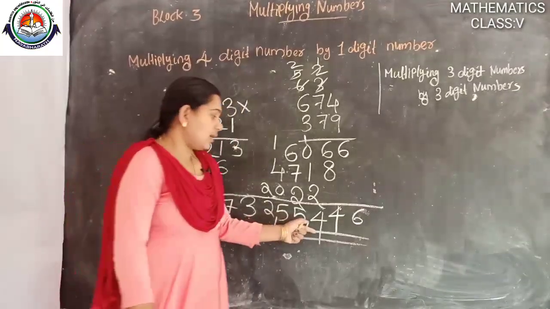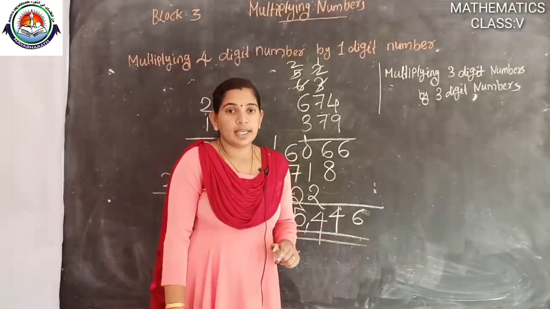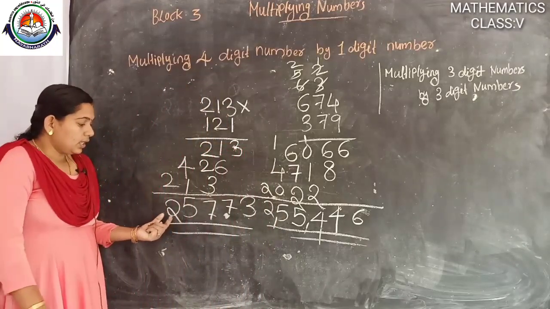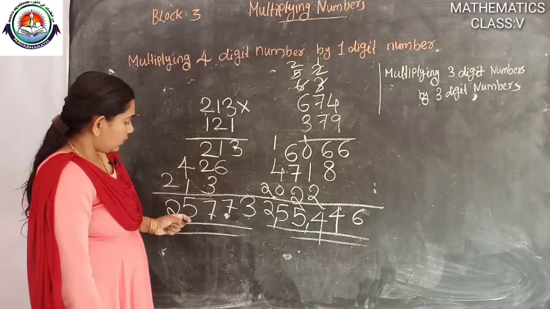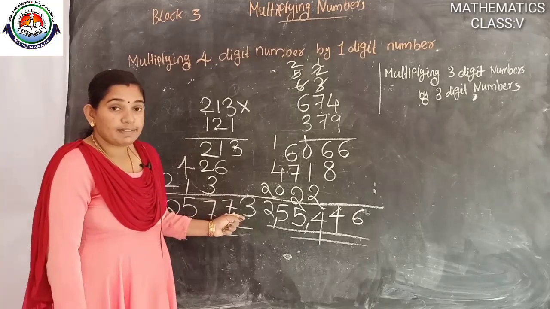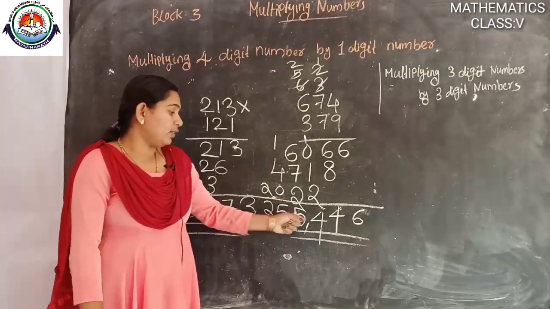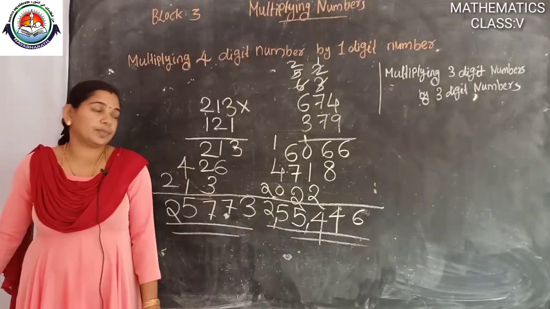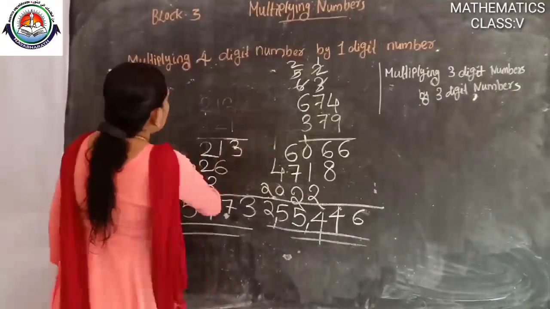Two lakh 55,446. Okay, this is the answer. Correct your answer. First answer 25,773 and here 2,55,446. Are you correct with your answer? Okay, very good.